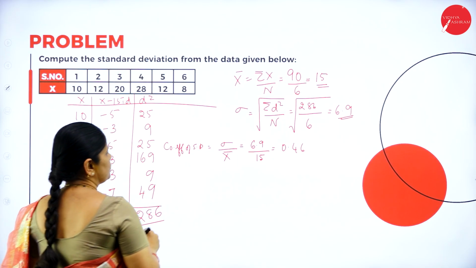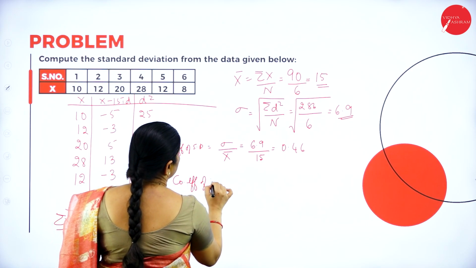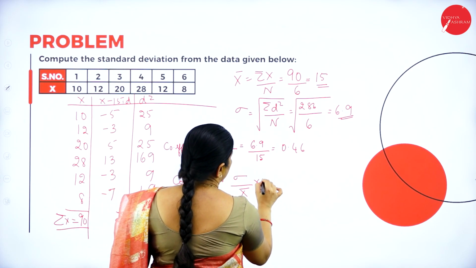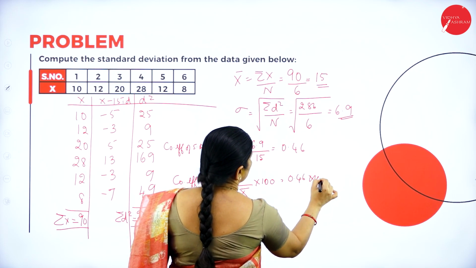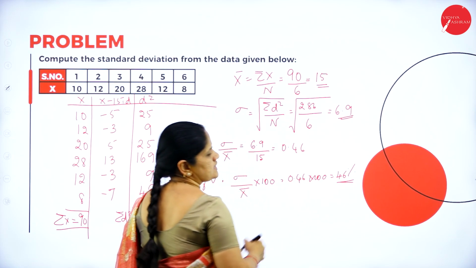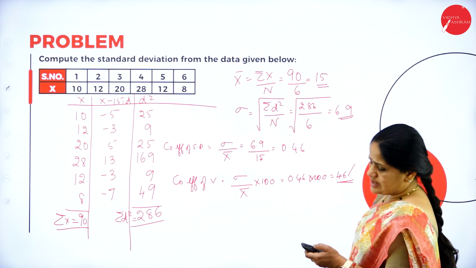So 0.46. Then coefficient of variation will be equal to standard deviation by mean into 100, that is 0.46 into 100. So that comes up to 46%. So this is how we calculate the standard deviation when only values are given.